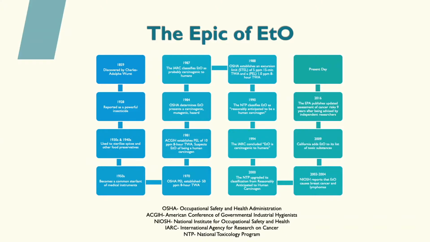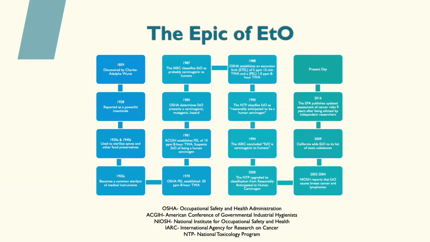In 2000, the National Toxicology Program upgraded its classification from reasonably anticipated to being a human carcinogen. 10 years it took them. In 2003 and 2004, NIOSH reported that ethylene oxide causes breast cancer and lymphomas. In 2009, California added ETO to its list of toxic substances. In 2016, the EPA published updated assessments of cancer risks, 9 years after being advised by independent researchers. And that brings us to present day.